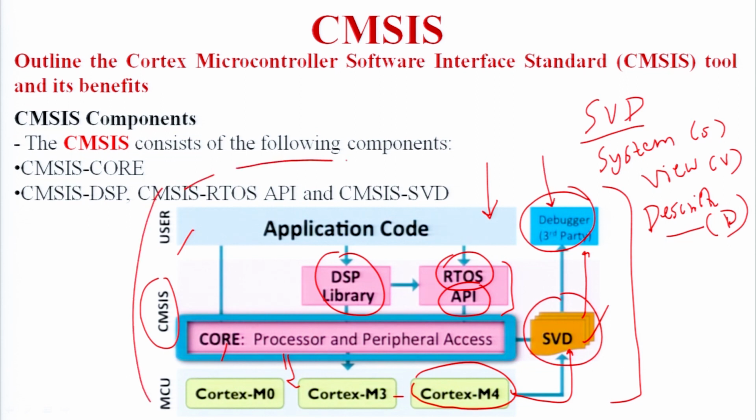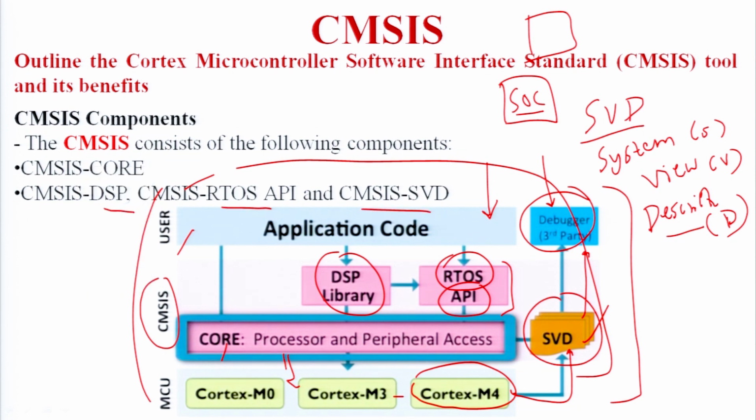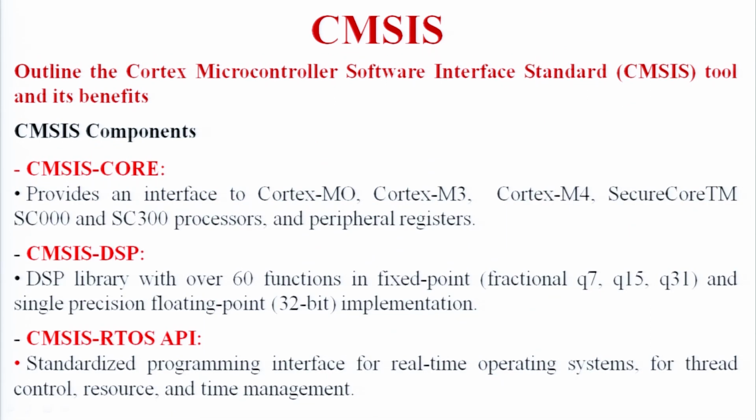All these functions are integrated onto a single chip, which is called a system on chip. System on chip means all the system has to be integrated on the same chip. It has CMSIS core, CMSIS DSP, and RTOS, all integrated on the same chip. It has various components, which we have already discussed. CMSIS core provides an interface to Cortex-M0, Cortex-M3, M4 and the secure cores SC000 and SC300. So it is compatible with the SC000 family of processors as well.